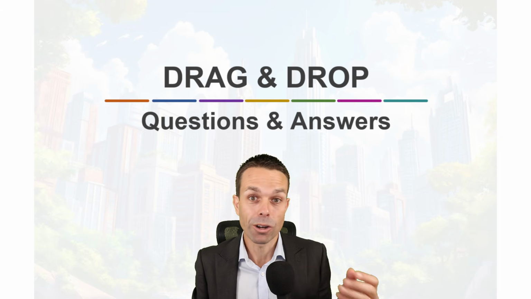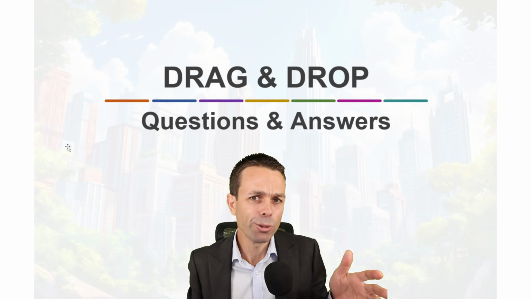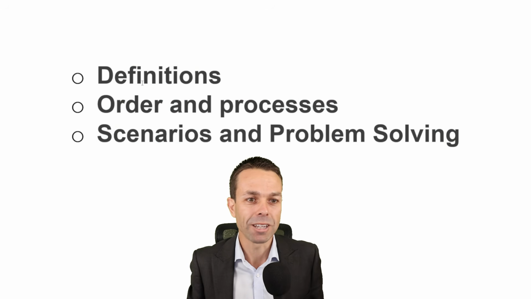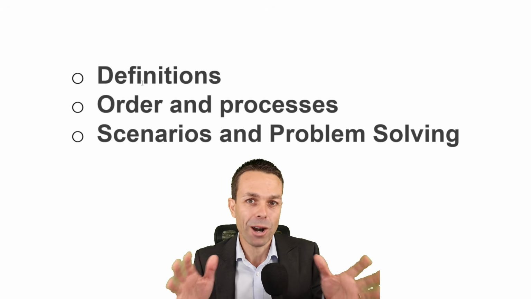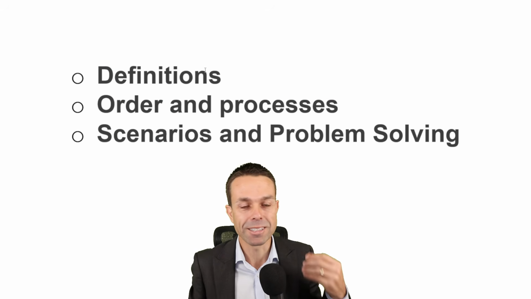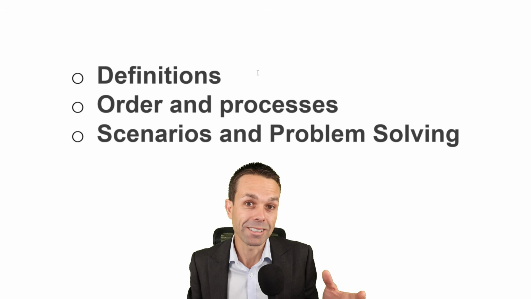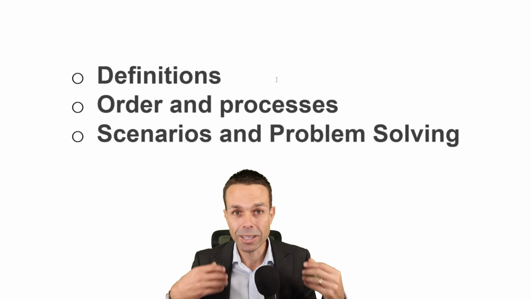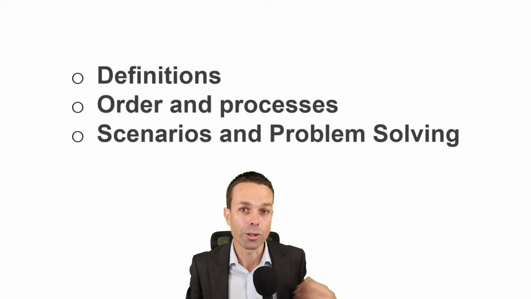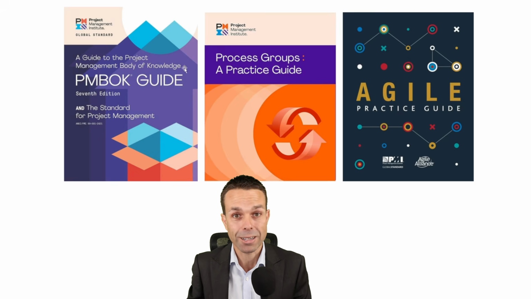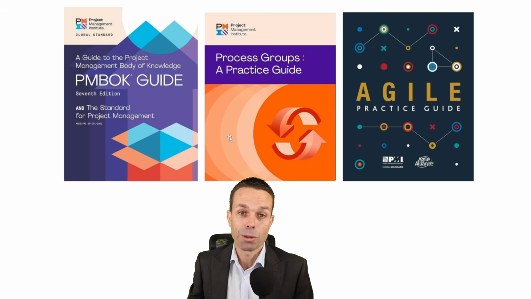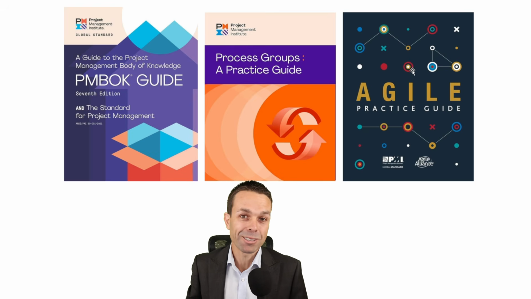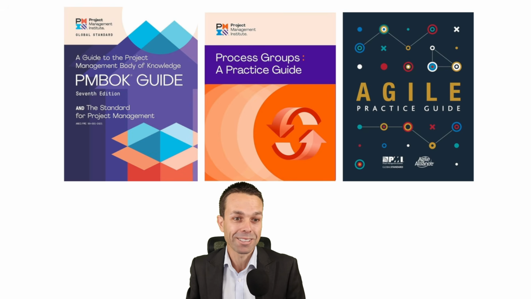You'll probably see on the real exam between 2 and 10 drag and drop questions, but the real power of this practice is going through the definitions, the order and processes of project management processes, and scenarios and problem solving, and really getting up to speed and doing a nice review before your actual exam. These are taken from the PMBOK Guide 7th edition, the Process Groups Practice Guide, and the Agile Practice Guide.